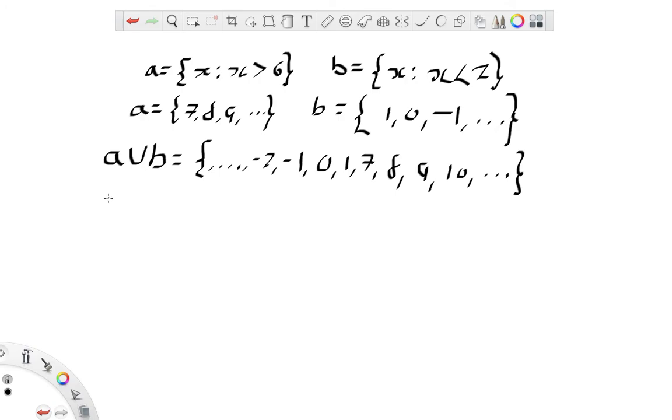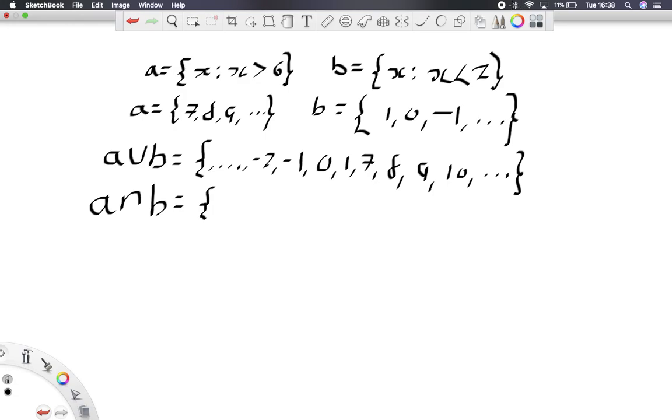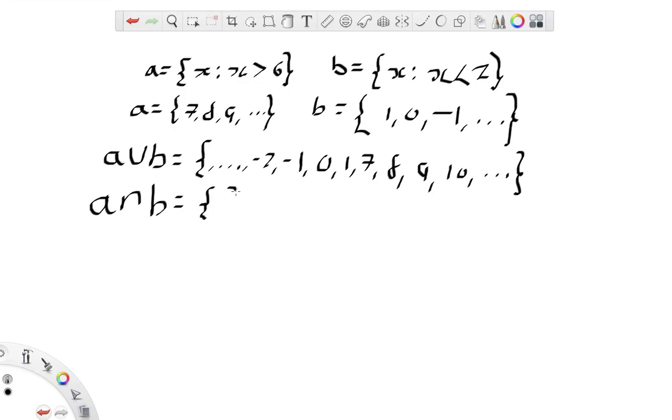Okay, and then we look at the intersection. So A intersect B. So what can we have in that set? Well, is there anything that's common to both A and B? Well, these numbers increase from 7, and these numbers decrease from 1. So there isn't anything common to both. So what do we write there? It's an empty set, there's nothing in the set, so we can display our empty set like this. So the set brackets, but with nothing in. So it means the empty set.